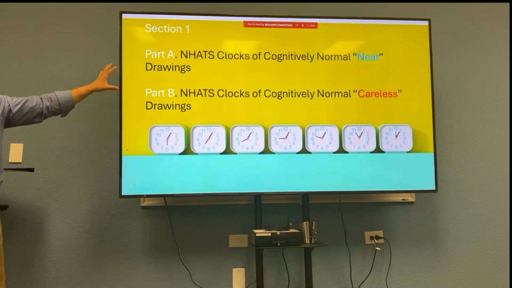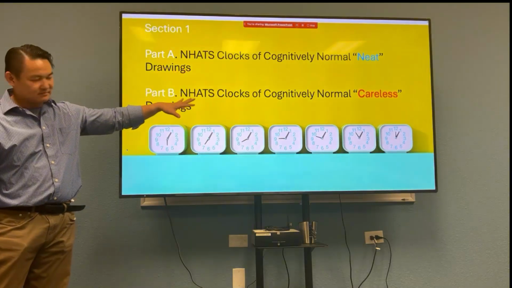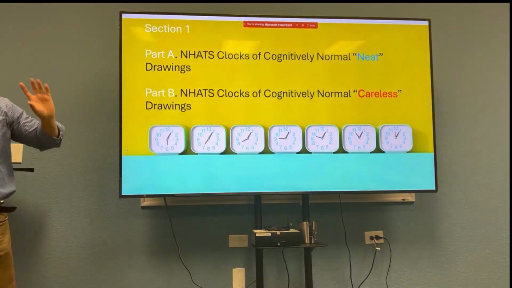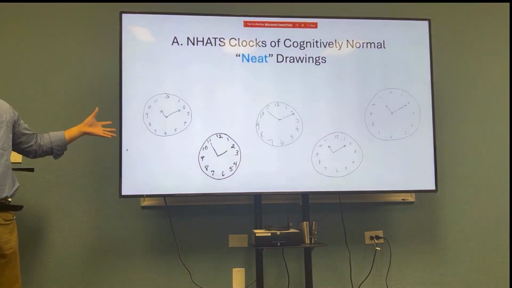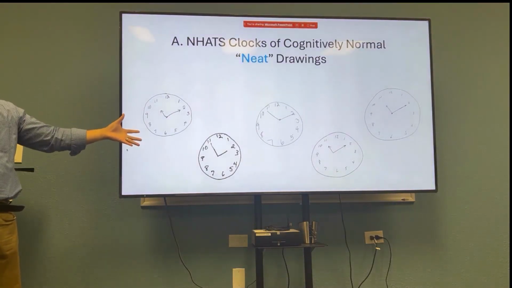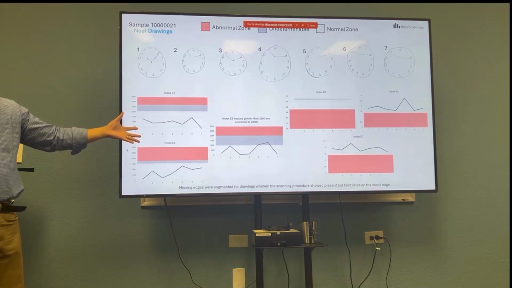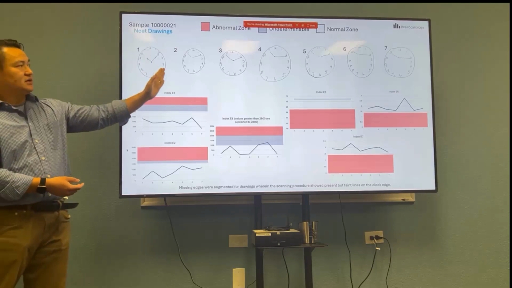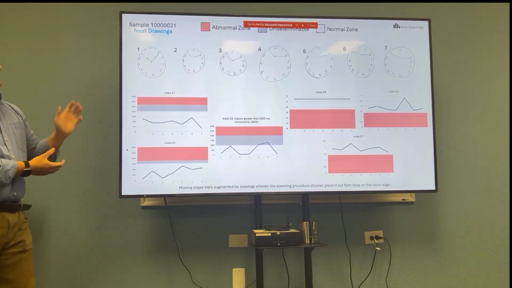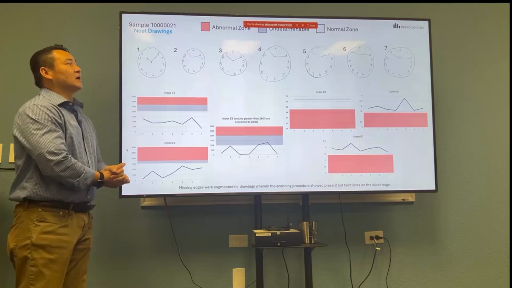I'm going to first show you normal clocks with neat drawers and careless drawers, and how our app sees that, okay? So this is an example of a neat drawing, right? It's a typical clock. Then here is a series where this person drew 7 years. Each clock is a year, each checkup. And this is all in the range of what is a normal looking clock, okay?